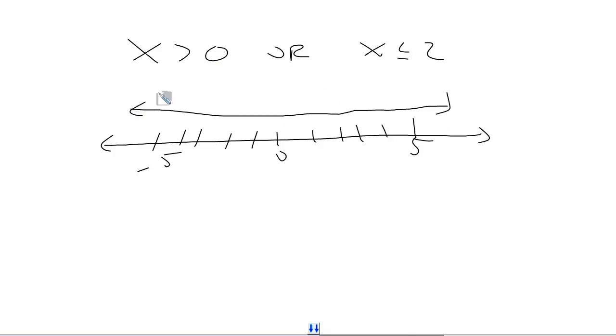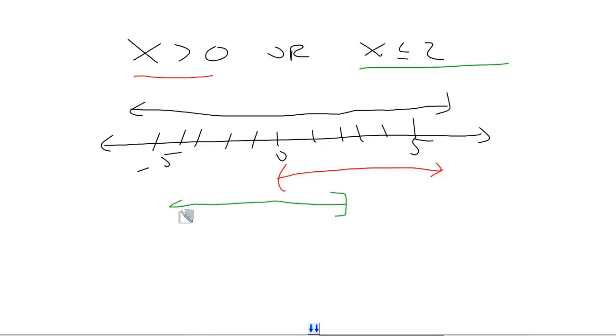If you're still not seeing it, then let me draw the graphs in colors again. Again, I'm just doing this to show you it visually. The numbers that are greater than 0, whoa, got carried away there. The numbers that are greater than 0, that's a parenthesis going in this direction. I'll do it in red. But in green, the numbers that are less than or equal to 2, that's a bracket at 2 going in this direction.